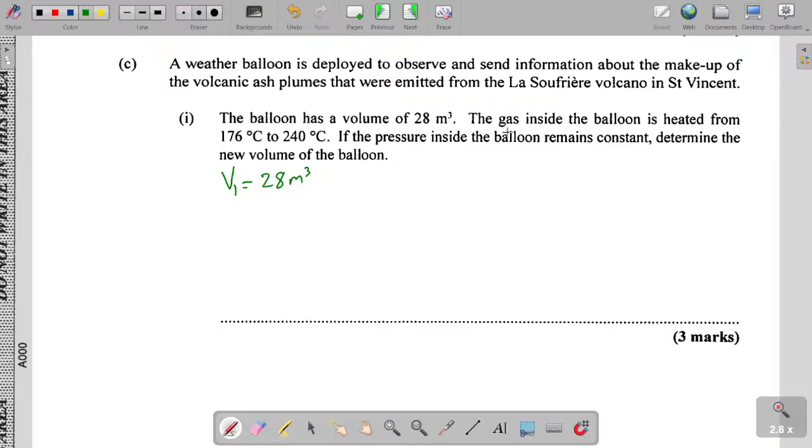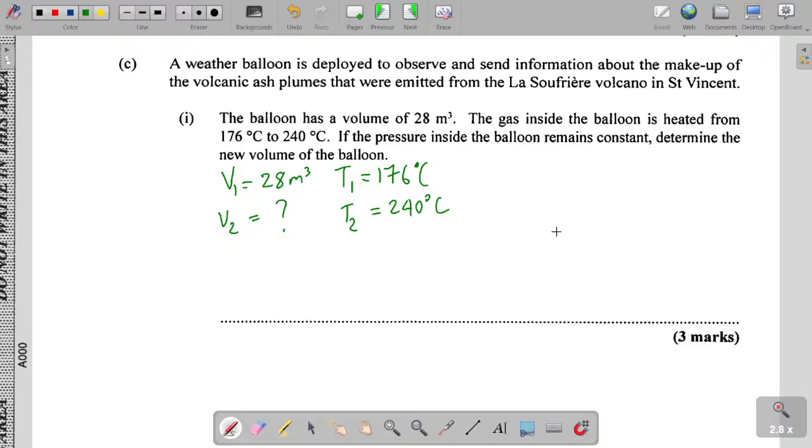And then it says the gas inside the balloon is heated from 176 degrees Celsius. So that's going to be T1, 176 degrees Celsius, right? And it is going to be heated to T2, which is 240 degrees Celsius. And it says here that the pressure inside the balloon is constant, and we are to determine the new volume, which is going to be V2, right? So V2 is what we want to find out.